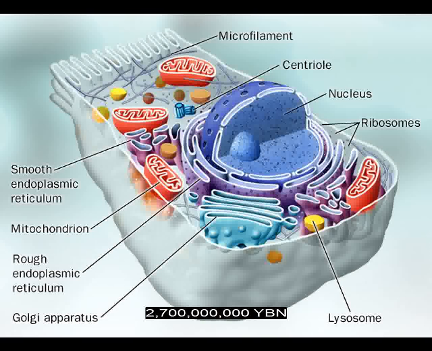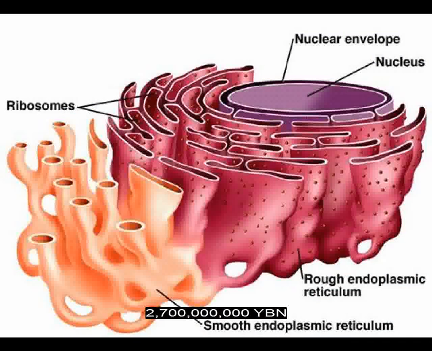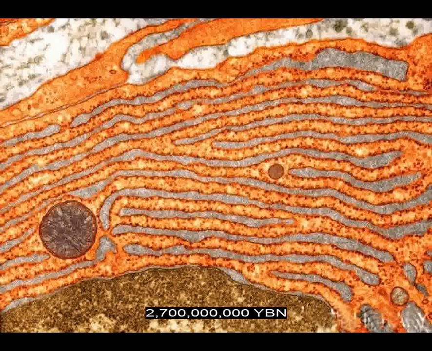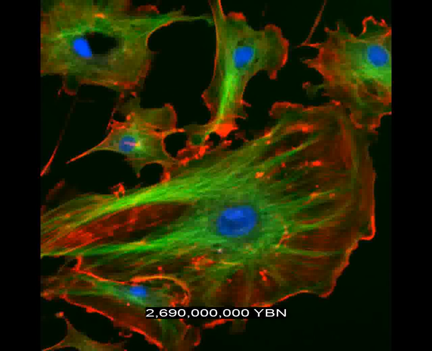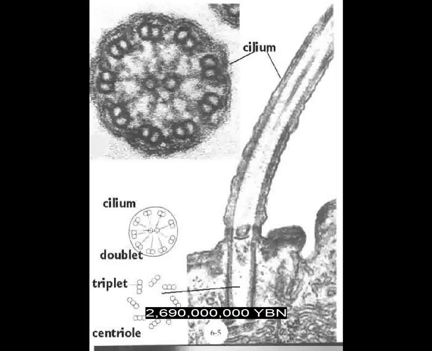The endoplasmic reticulum evolves in a eukaryotic cell. The endoplasmic reticulum is a membrane system that extends from the nucleus, important in the synthesis of proteins and lipids. The cytoskeleton forms in the eukaryote cytoplasm. The eukaryote flagellum and cilia evolve.